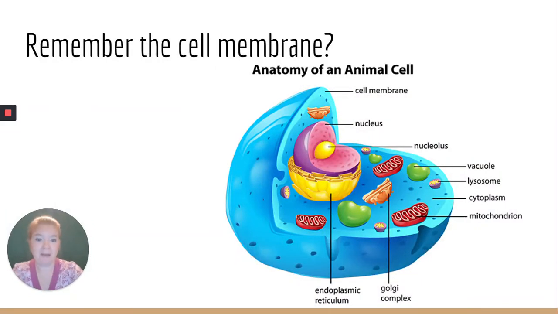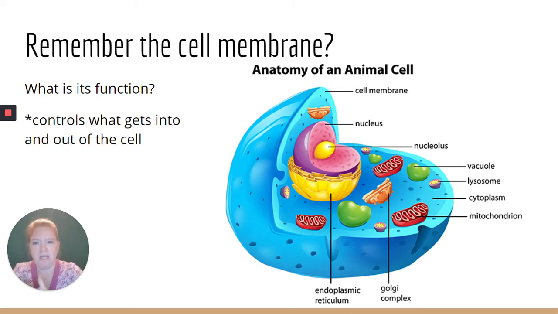Okay, remember the cell membrane? We talked about this when we talked about cells, okay? And we talked about all the organelles in a cell. And do you remember what the function of the cell membrane is? Well, the primary function, again, it controls what gets into and what gets out of the cell. It's the barrier. It holds all the stuff inside and keeps out, hopefully, anything that would damage the cell.